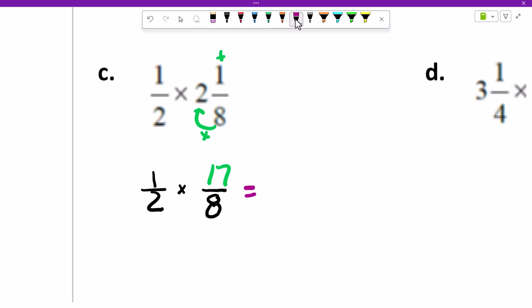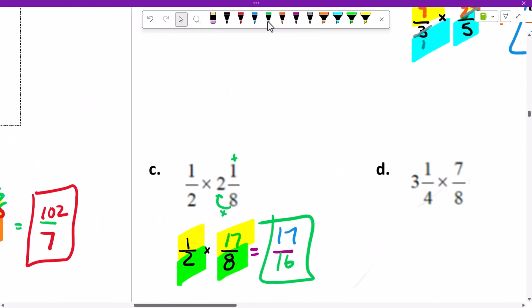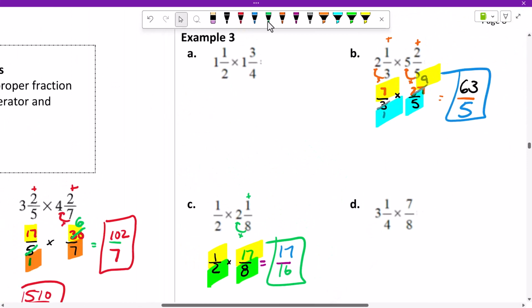8 times 2 is 16. Yeah. 16 plus 1, 17. Right. So 1 times 17 is 17. 2 times 8, 16. So why isn't the other side 5? Why isn't the other side 3 then? Where? The 1 over 2. Why is it plus on that side? Sorry? Why is there a plus there? Which question are you referring to? On C.